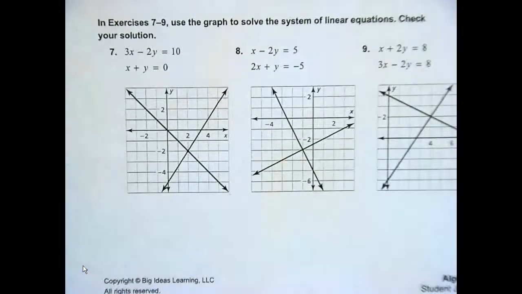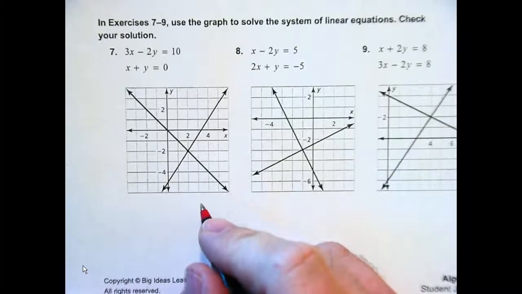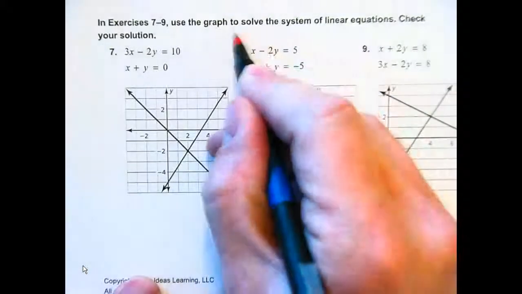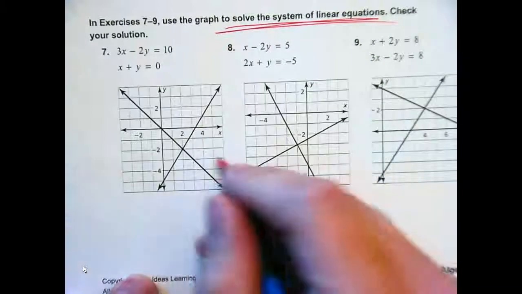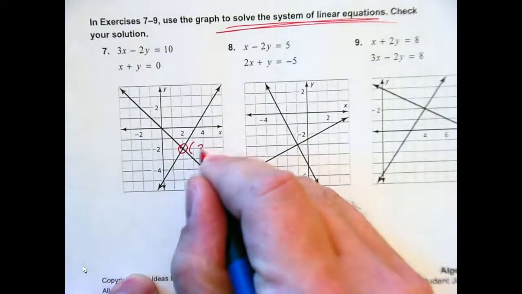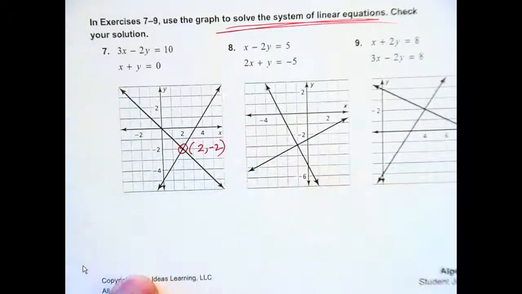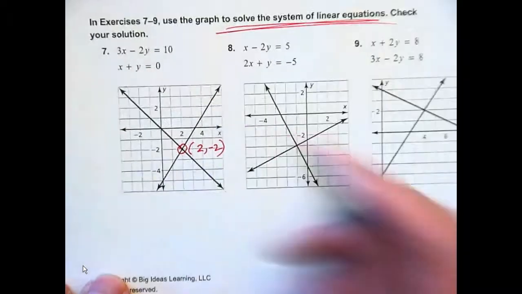All right, Jilly, what do you think? Okay. How about a solution? What does a solution look like? It's where they cross. I like it better. It's much smarter. So our solution is 2, negative 2. There's our solution. To check it, we just plug it in and make sure it works.